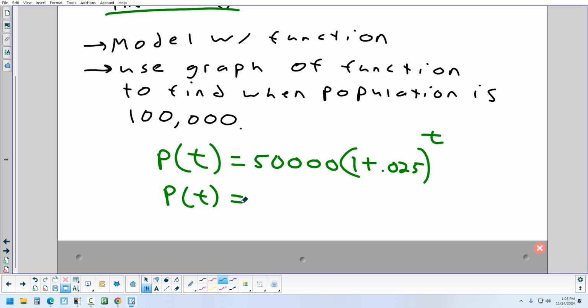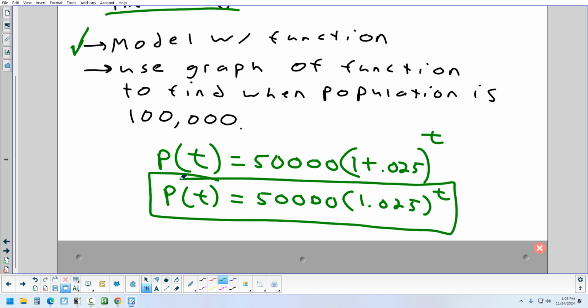Okay, so our final formula for the population of the town, based on the number of years that have gone by, is 50,000 times, what's 1 plus 0.025? 1.025. Okay, so that is the model that represents this problem.